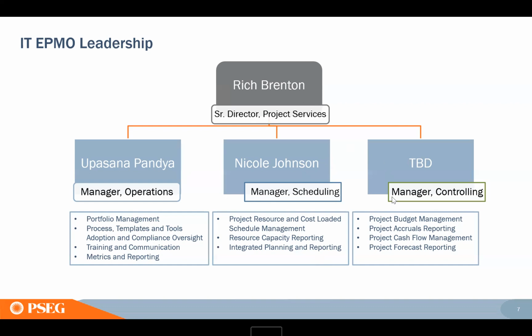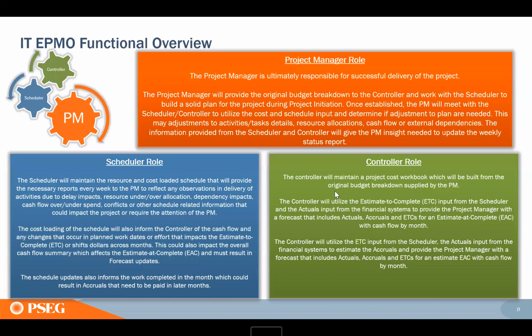These two functions, scheduling and controlling, support the project manager directly, meaning you have an assignment for each of these to your project. You have a scheduler and you have a controller. Operations is a more shared service. So operations is really supporting all the projects across the board. They're not directly assigned to a project. So that's the EPMO.